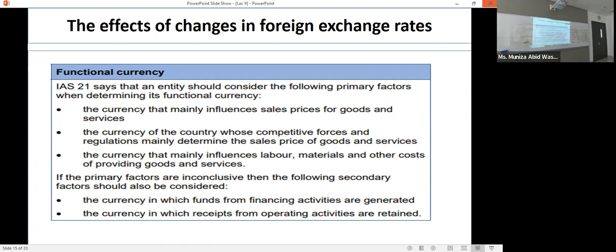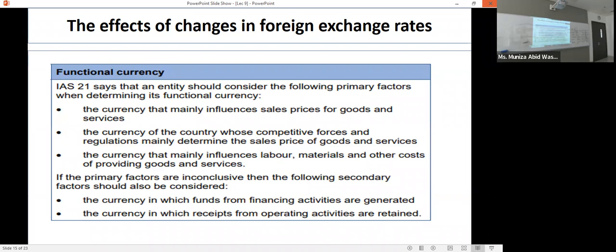And the currency that mainly influences labor, materials, and other costs of providing goods and services. So simply sitting over here, if you are taking laborers from the USA, your laborers are working in the USA, your raw material is being taken from the USA, and for your overheads you are purchasing electricity from the USA, then your functional currency is also the US dollar.